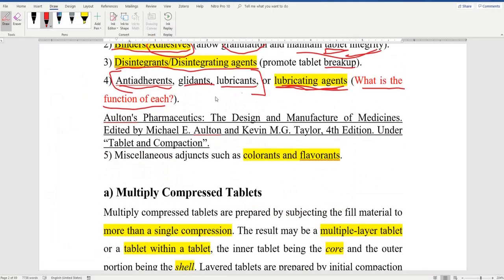Now to go back, in addition to this material, we have also optional materials such as colorants, not every tablet needs to be colored, and flavorants, not every tablet needs to be flavored. Usually flavored and sweetened tablets are supposed to be administered in the oral cavity, okay? Oral cavity, for example, lozenges and chewable tablets, they need to be chewed or sucked inside the oral cavity. That's why you will need sweetening and flavoring agents.